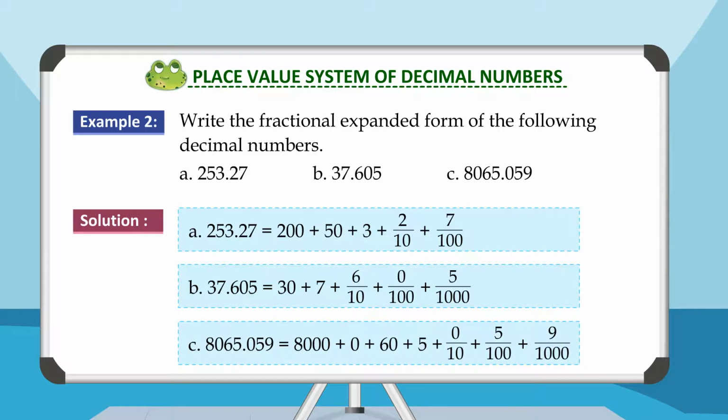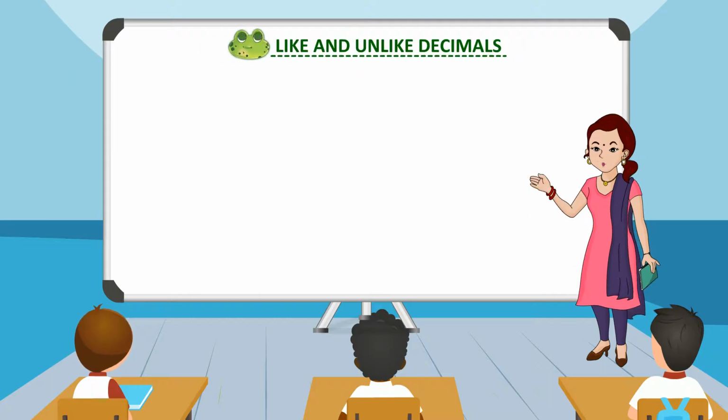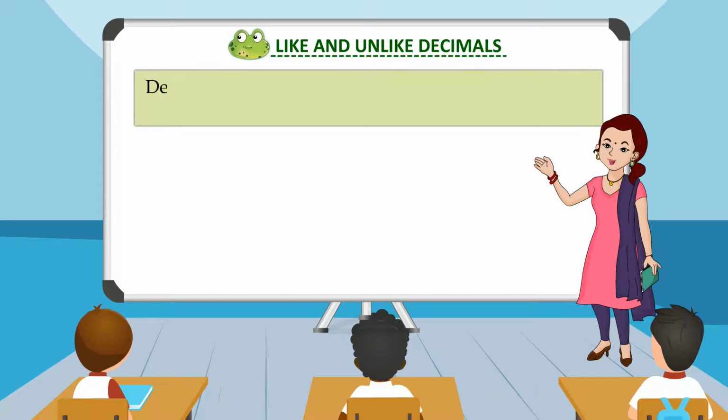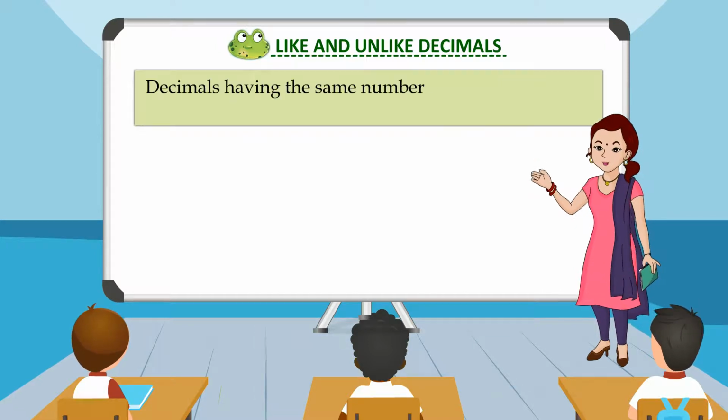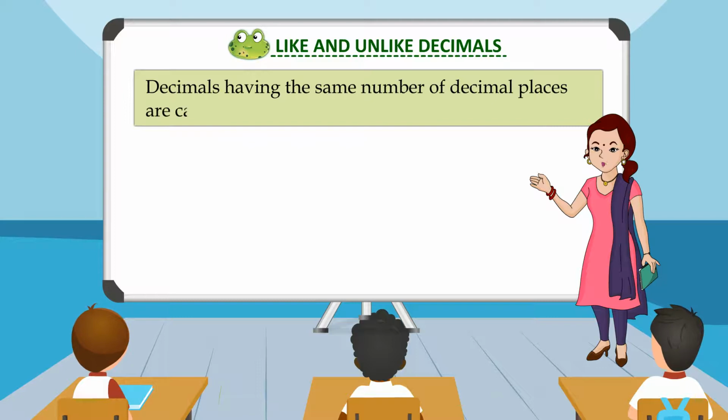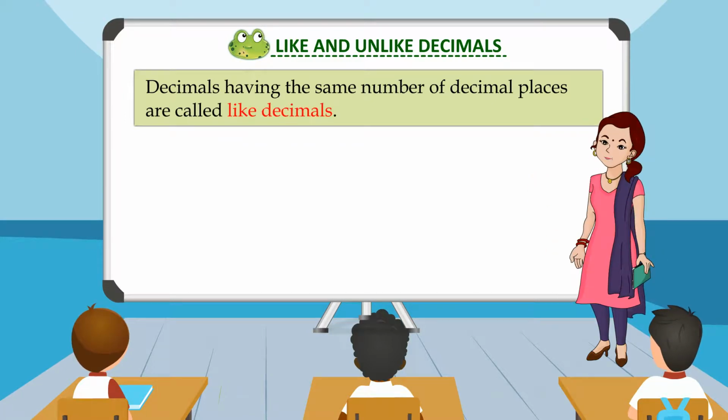C. 8065.059 is equal to 8000 plus 0 plus 60 plus 5 plus 0 upon 10 plus 5 upon 100 plus 9 upon 1000. Like and unlike decimals. Decimals having the same number of decimal places are called like decimals.